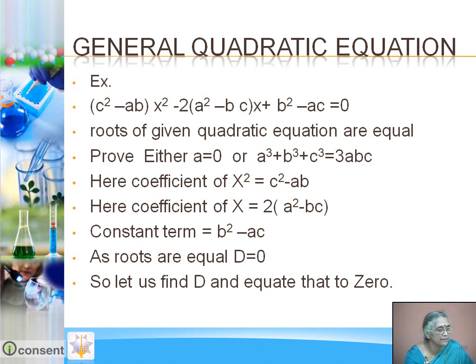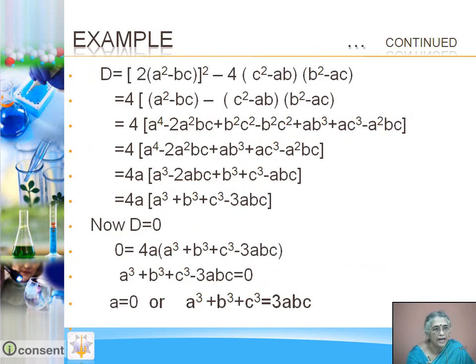So first we will write the coefficient of x square, the coefficient of x and the constant term. The coefficient of x square is c square minus ab. That of x is 2 into (a square minus bc). And the constant term is b square minus ac. As the roots are equal, d must be 0. So let us find the value of d and equate that to 0.